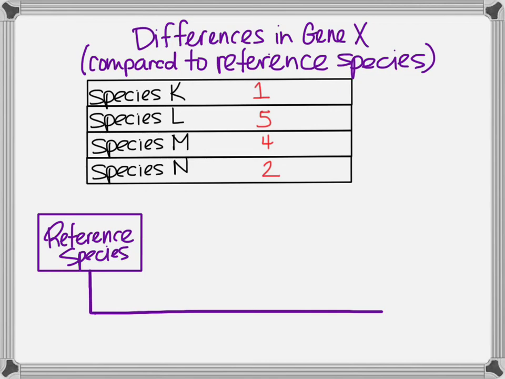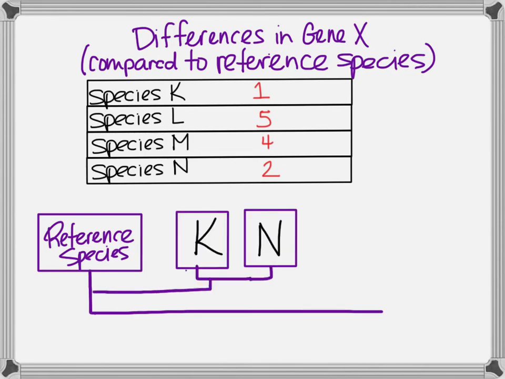Well, we can't answer all our questions with this information, but what we can say for sure is that K and N are probably more closely related to one another because they only have 1 or 2 differences from the reference species. They also probably share a common ancestor more recently than the reference species, so their little branch of the cladogram is going to come off somewhere about there.